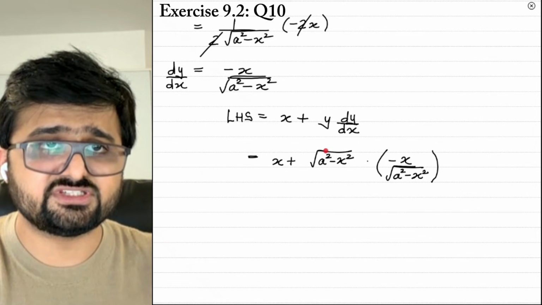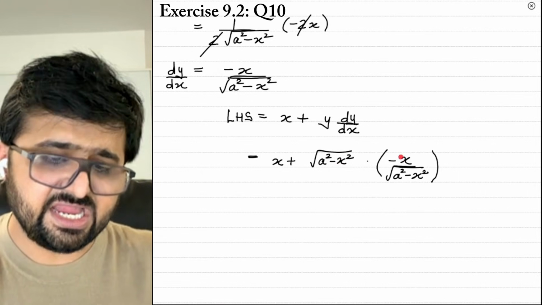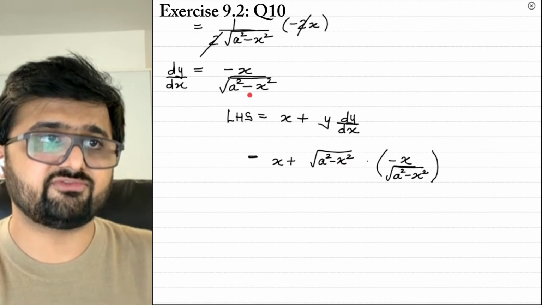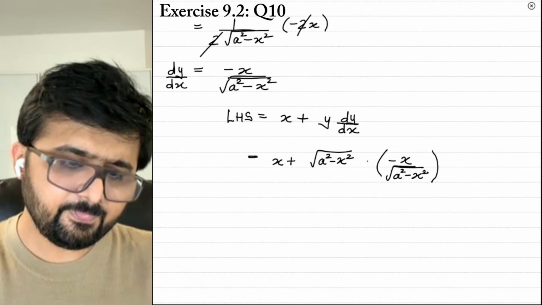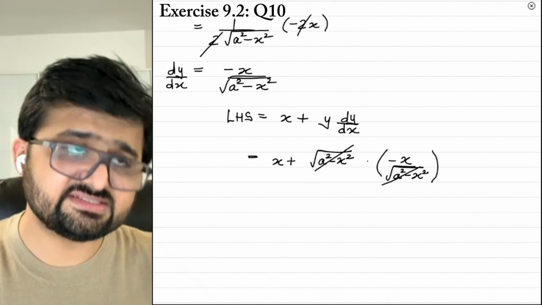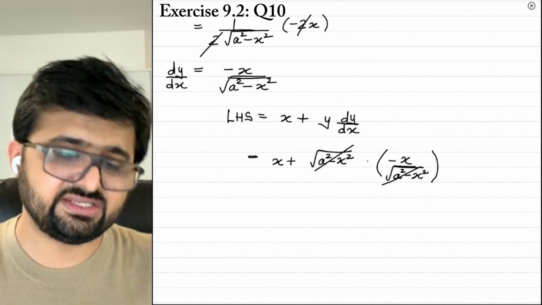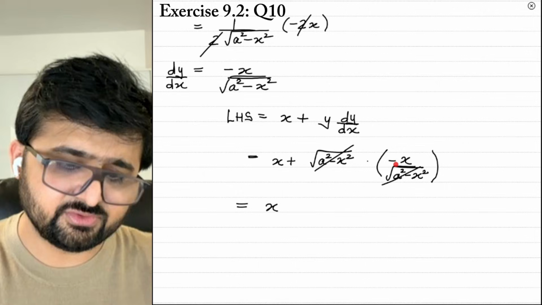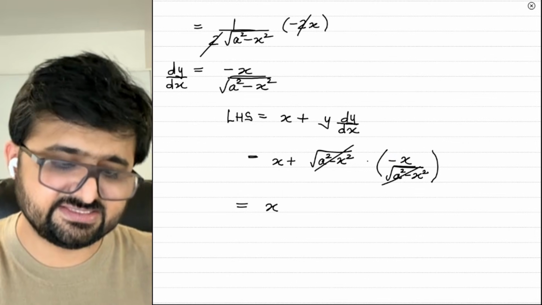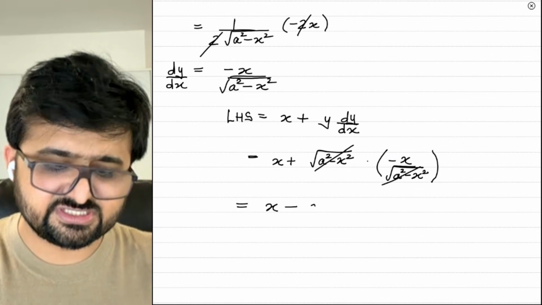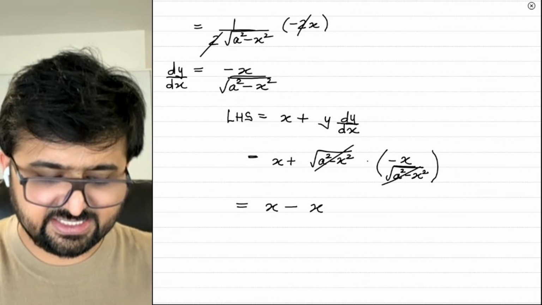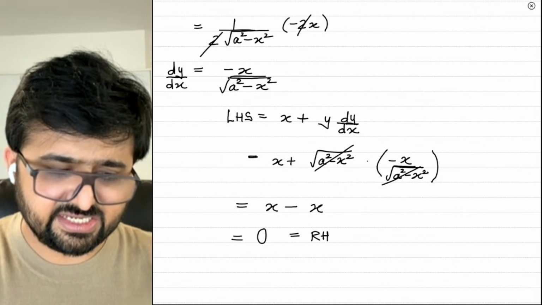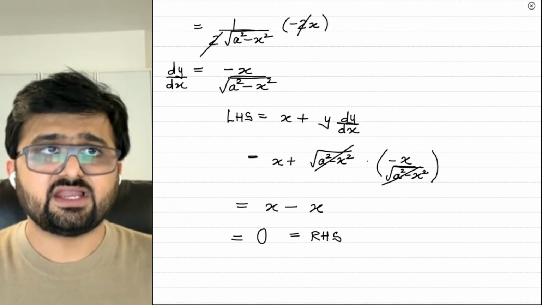So you substitute y, which is square root of a square minus x square, and you substitute dy by dx, which is minus x upon square root of a square minus x square. Okay, now this square root of a square minus x square and square root of a square minus x square will get cancelled, and you will be left with x. And if you notice here, it is plus and minus is minus, and you will be left with just x. And x minus x is 0, which is your right hand side. Okay, I hope that makes sense.